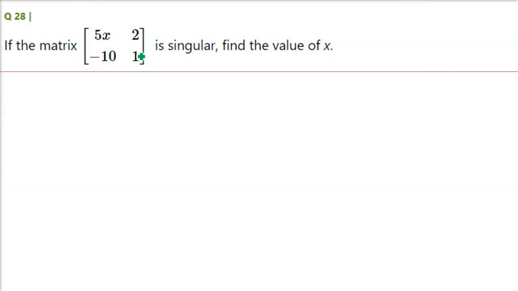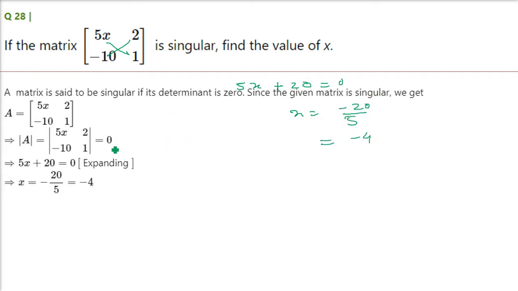If the matrix is singular, find the value of x. Singular means the determinant is 0, so cross multiply: 5x multiplied by 1 minus 2 multiplied by minus 10. So it will be plus 20. 5x plus 20 equals 0. x will be equal to minus 20 by 5, so minus 4. x is minus 4. Right?